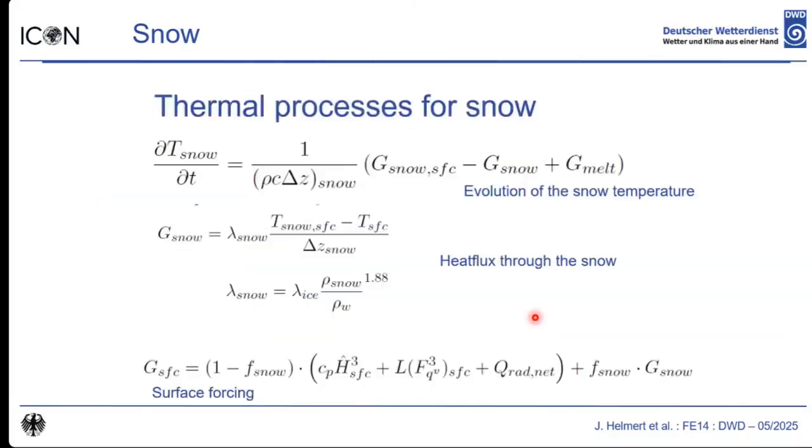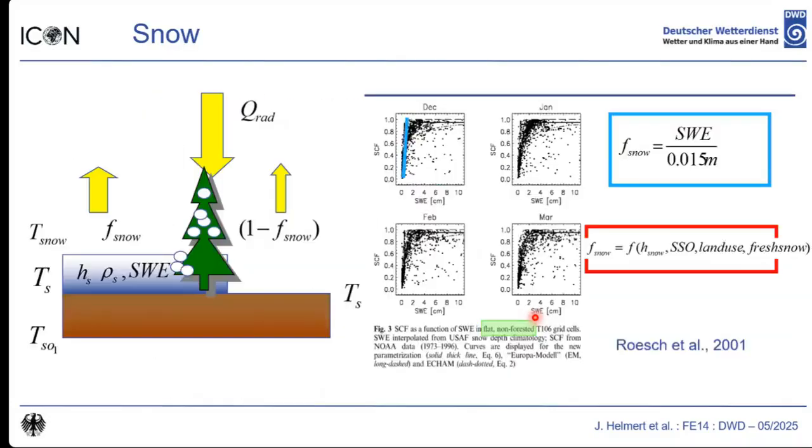Thermal processes for snow we'll skip, as I promised before. So here is the fraction of snow. You want to know how large the fraction is that is covered by snow, depending on the snow water equivalent, SWE. That means how much water you have left if you melt all the snow. This is not the same as the height of snow, of course, but less.